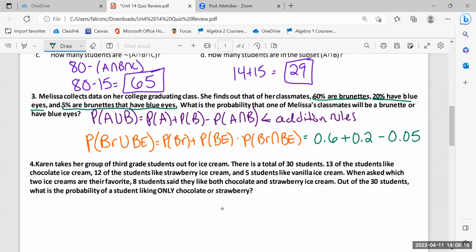So we add 0.6 plus 0.2 minus 0.05. So that will give us 0.75 for our answer.